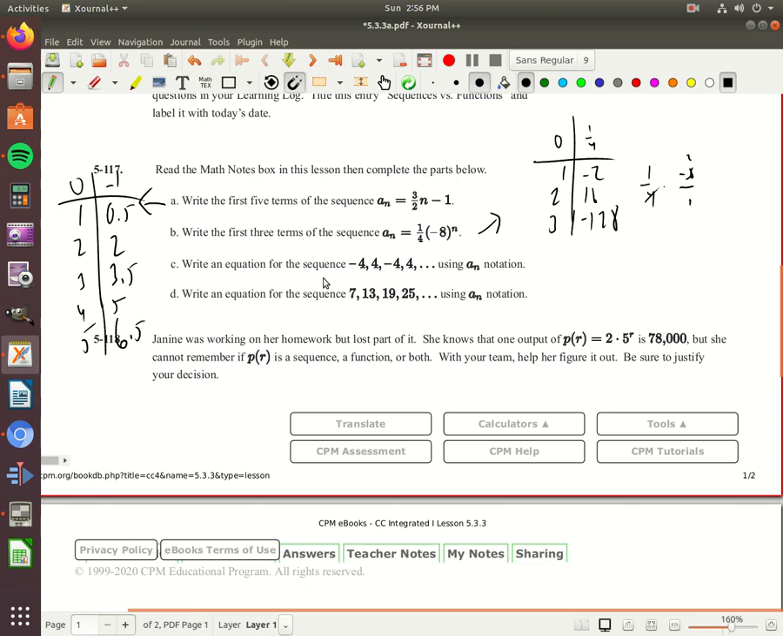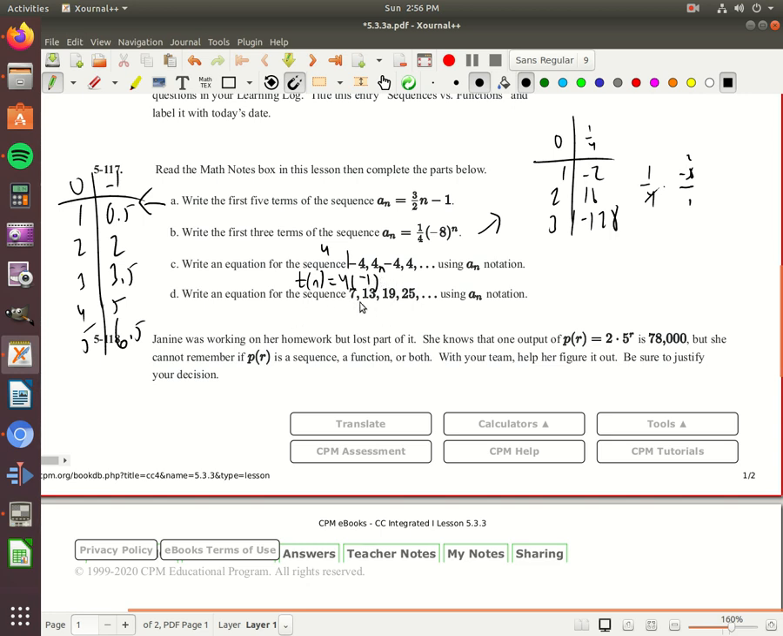Write an equation for the sequence of this. Well, it's multiplying by -1, right? But the 0 term would be +4. So we'll say T of n equals, my 0 term is 4, and my multiplier is -1 to the n. So there we go. We have an equation for this.